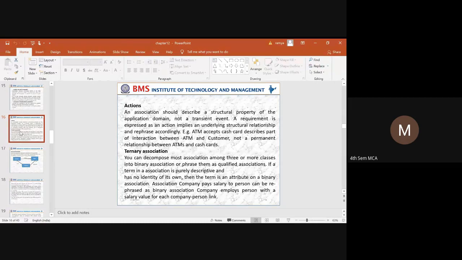So here, a company pays a salary to the person, and this can be rephrased as a binary association. We have seen a person and a company. The person is going to work for a particular company. For what reason? He needs to get a salary. For salary purposes, the person works in a company. So the salary can be a qualified attribute, or it can play as a qualifier, and it can be associated between the person and company classes. So that has to be taken care of.